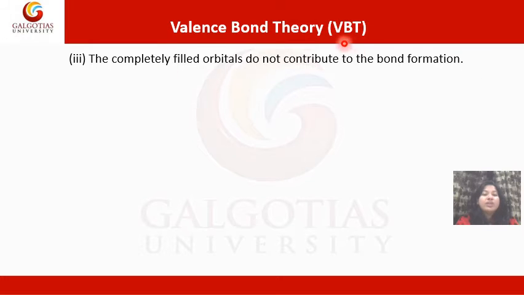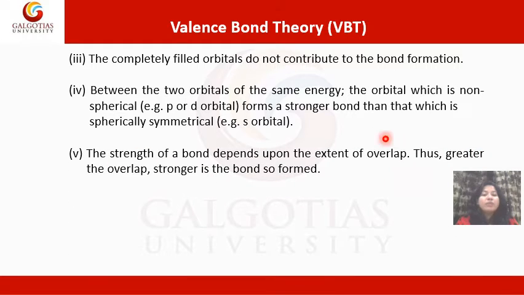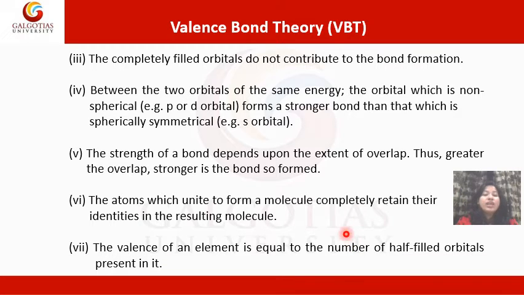The completely filled orbitals do not contribute to the bond formation. Between the two orbitals of the same energy, the orbital which is non-spherical, for example, p or d orbitals, forms a stronger bond than that which is spherically symmetrical, that is s orbital. The strength of the bond depends upon the extent of overlapping. Thus, greater the overlap, stronger is the bond so formed. The atoms which unite to form a molecule completely retain their identities in the resulting molecule. And the valence of the element is equal to the number of half-filled electrons present in it.